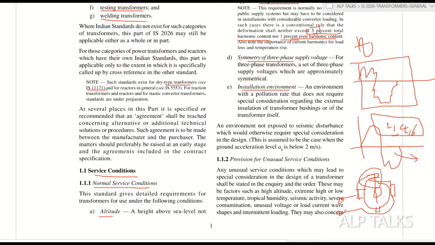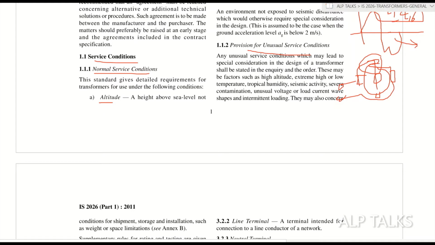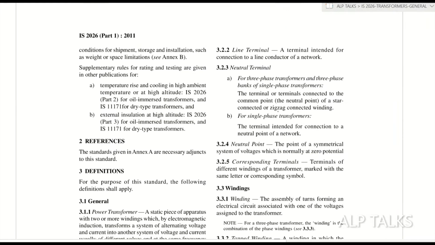Installation environment should be normal. It should not be something unusual. Unusual means we should take care of things like seismic activity, higher altitude, low temperature, high humidity, and high contamination. You have to take care of bushings, painting, overloading, and the load current curve. These things we should take care of for flux density or current density, whatever values are there. Shipment and storage, weight and space limitations, and there may be some special conditions. We can refer to these standards for other things.